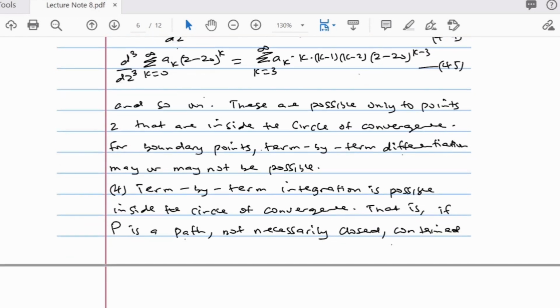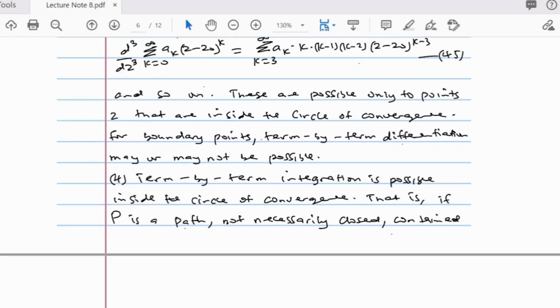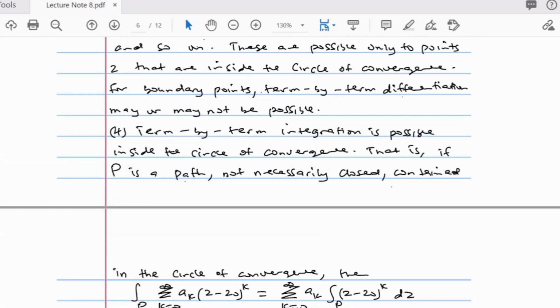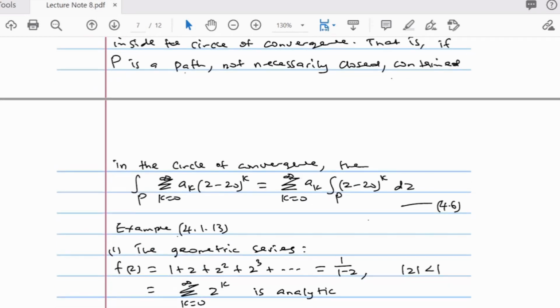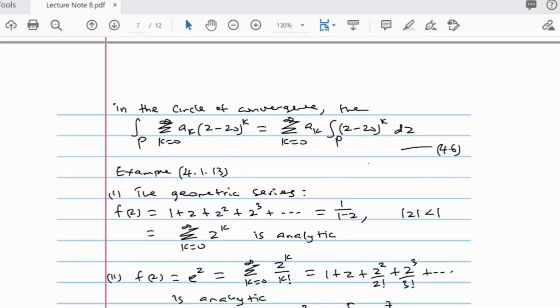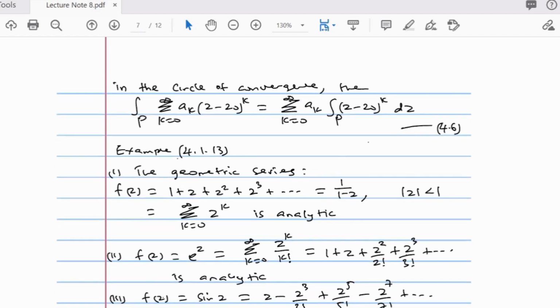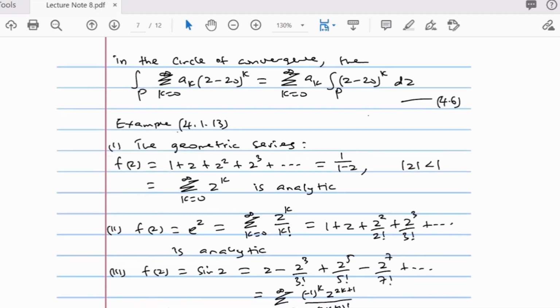You can also integrate along a given path. So if you want to integrate along the path P, it's just you taking the summation now, you integrate point by point. So you can also integrate to have your 4.6. Okay, let's try to have the power series of some basic functions.